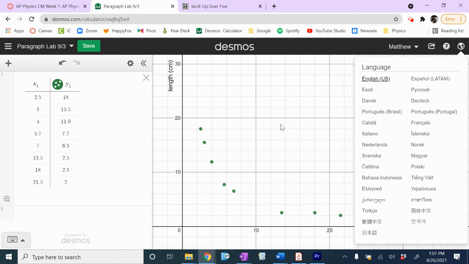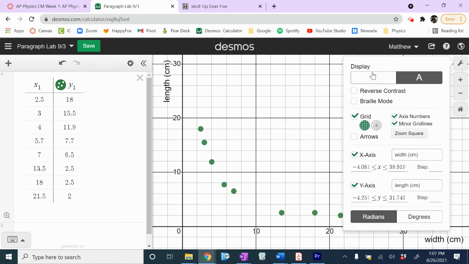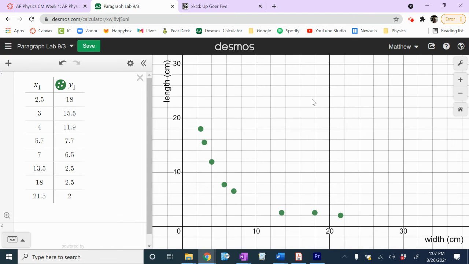Why do I keep hitting the globe? I also like, do they not have projector mode anymore? There we go. This used to be called projector mode. It just makes it bigger, helps my old eyes see it. Okay.